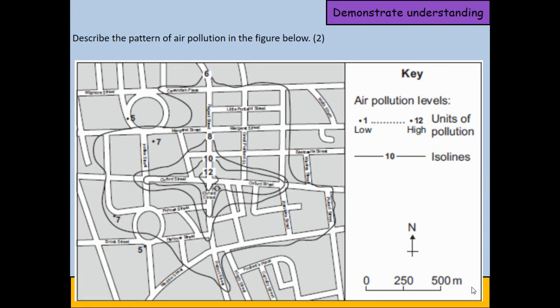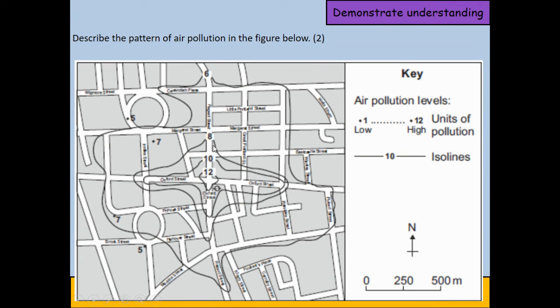Now, this graph here, describe the pattern of air pollution in the figure below. You can see here the numbers 12, 10, 8, 7, 7, 5, 6, 5.